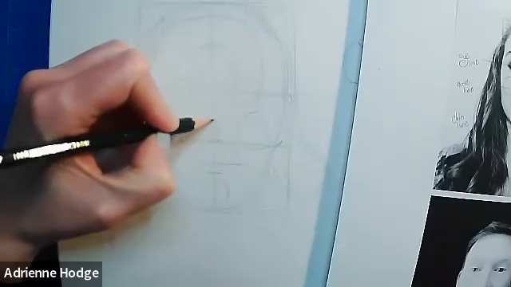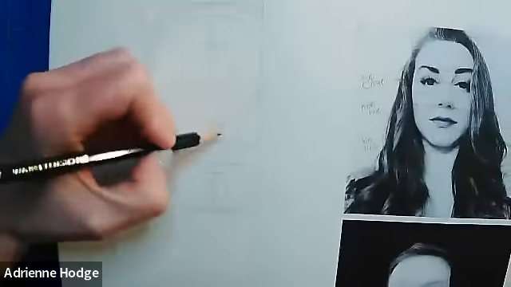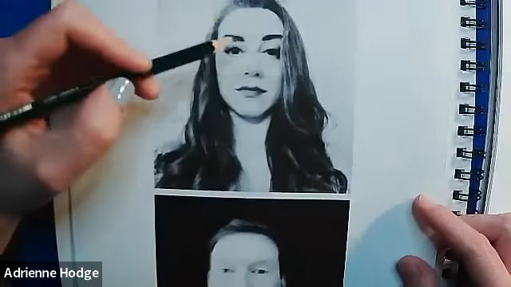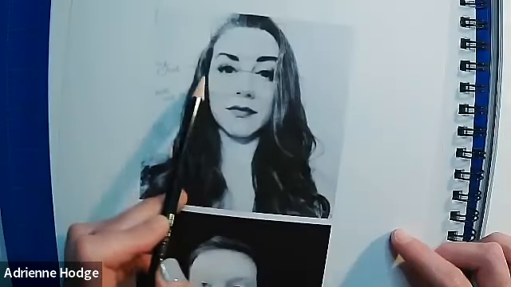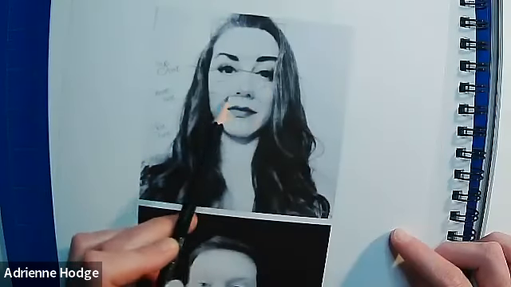And then the tip of the nose is going to be a little higher than that line at the bottom of the nose. And this is where I can see that her head is tilted a little bit up. So this line is actually not straight. It's actually more on a curve.